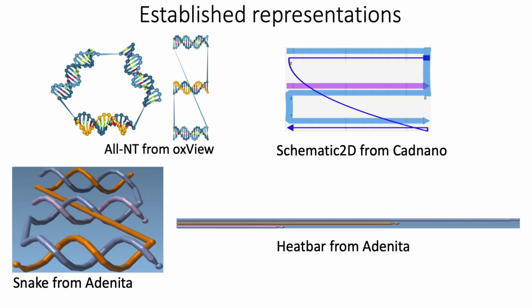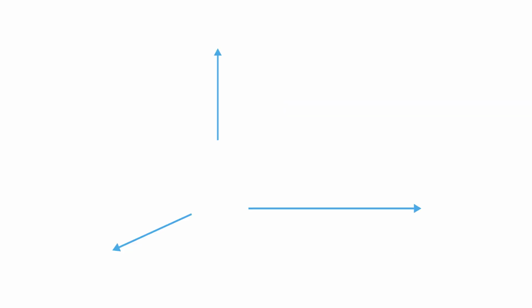We then reason from the established representations to build a visualization abstraction space. We have ONT representation from OxView, schematic 2D from CAD-Nano, snake from Adenita, and hit bar from Adenita. These representations can be thought of in terms of 3 orthogonal aspects, or axes.